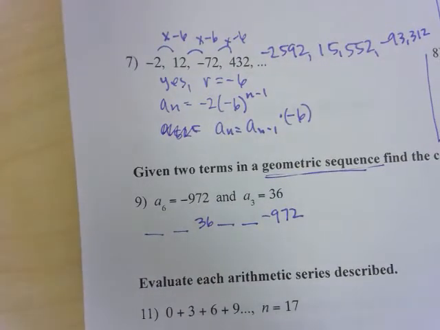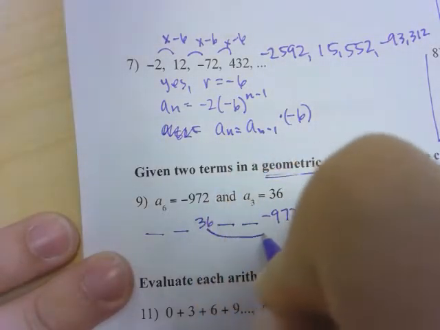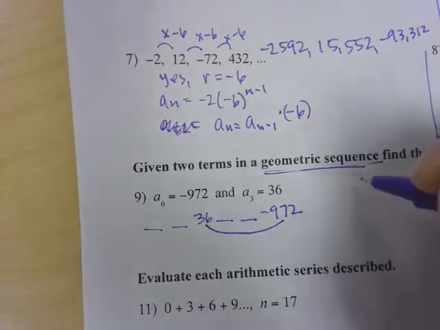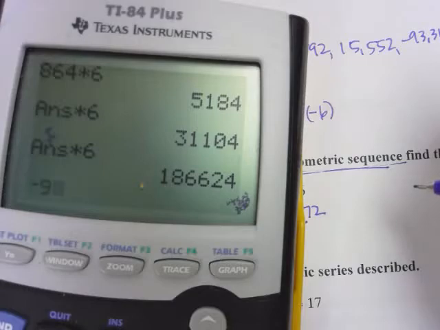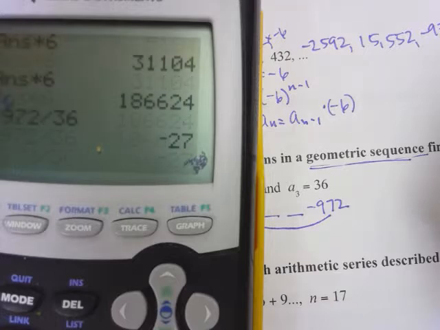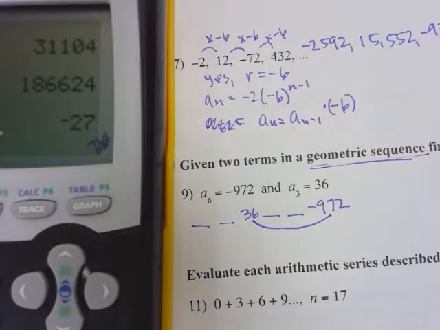So here's what I would do. Let's take those two. I'm going to start off by dividing them. So negative 972 divided by 36 is a negative 27.